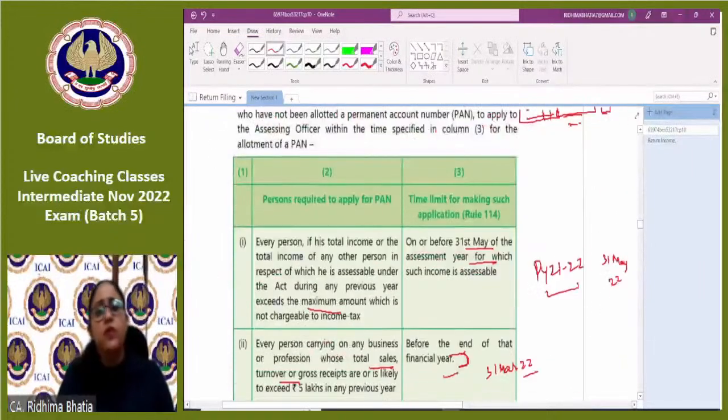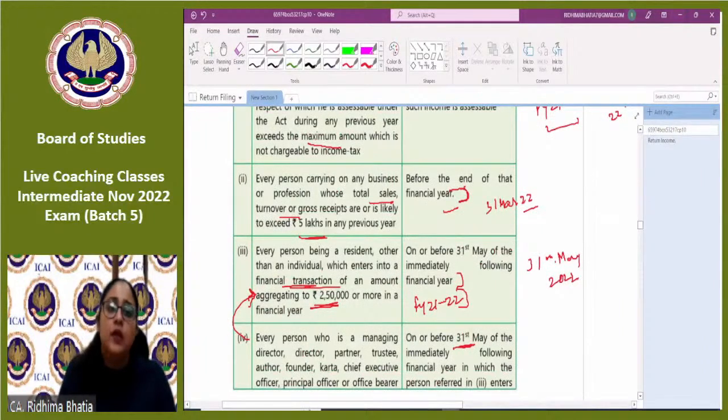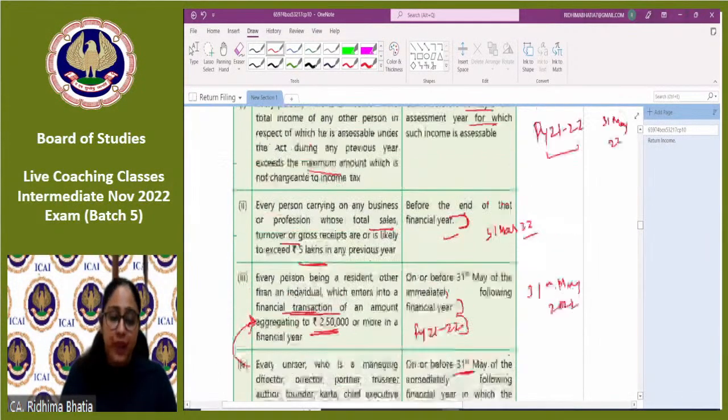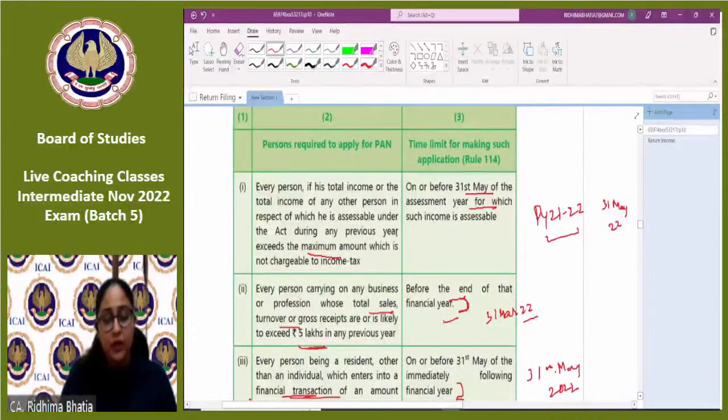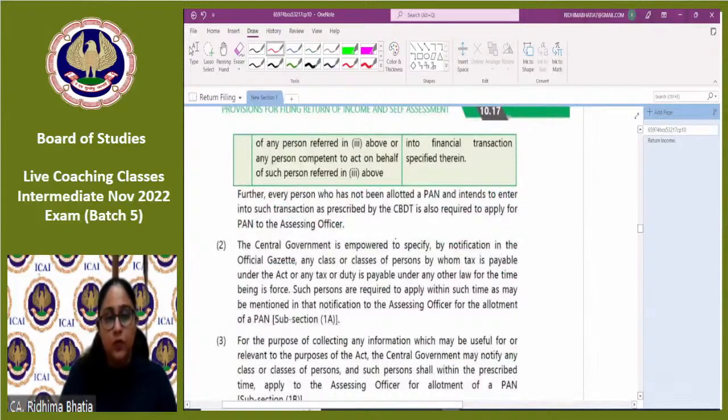Okay, and even if you're not falling in the categories of these people, you can still apply for PAN on a voluntary basis. It's not that only these people would be allotted PAN. Anyone can apply for PAN, but for these people, the PAN has to be obtained compulsorily.